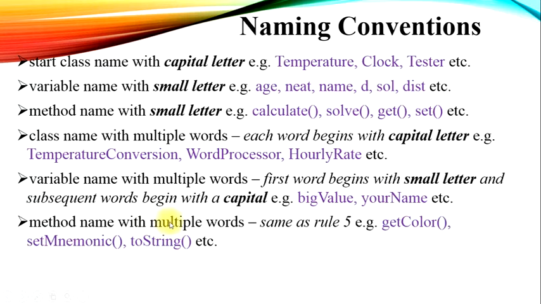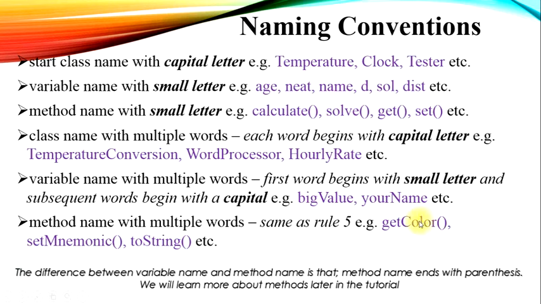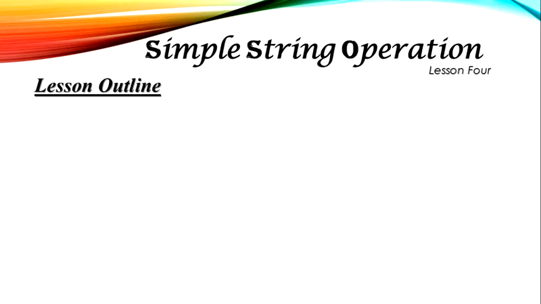Also, we have method names with multiple words. Follow this rule, rule 5: start the first word with a small letter and subsequent words with a capital letter. As you can see, getColor, and so on. The difference between a method and a variable name is that methods always come with parentheses, open and close parentheses. We are going to be talking about methods later.